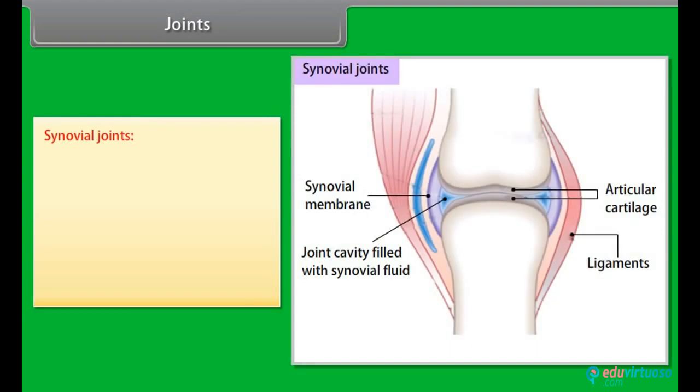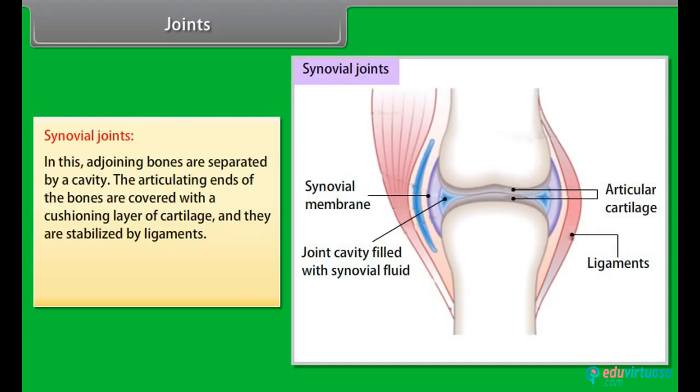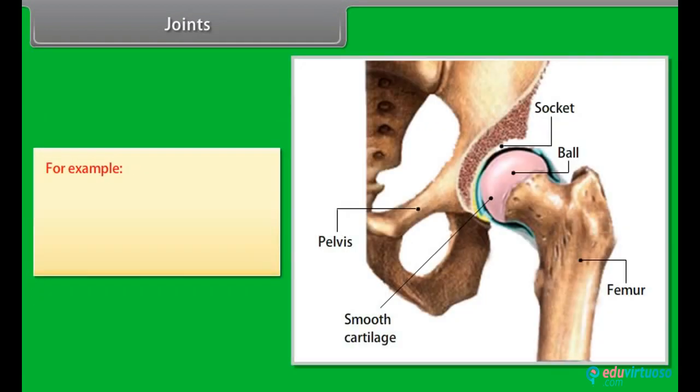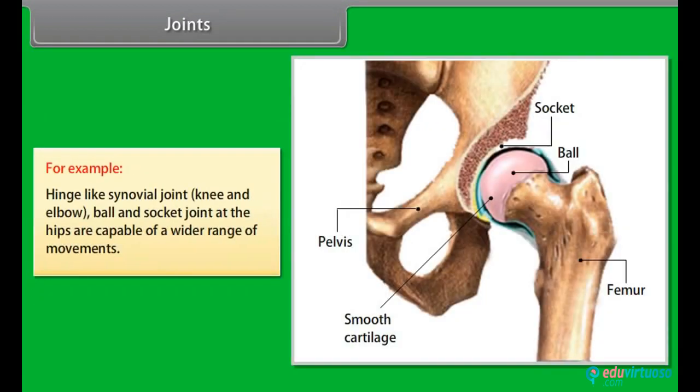Synovial joints. In these, adjoining bones are separated by a cavity. The articulating ends of the bones are covered with a cushiony layer of cartilage, and they are stabilized by ligaments. Synovial joints are built to allow movement. For example, hinge-like synovial joints such as the knee and elbow, and the ball and socket joint at the hips, are capable of a wider range of movements.